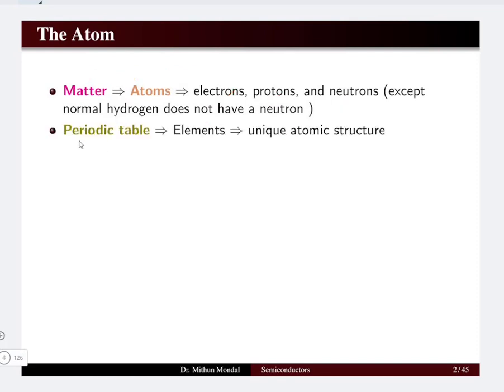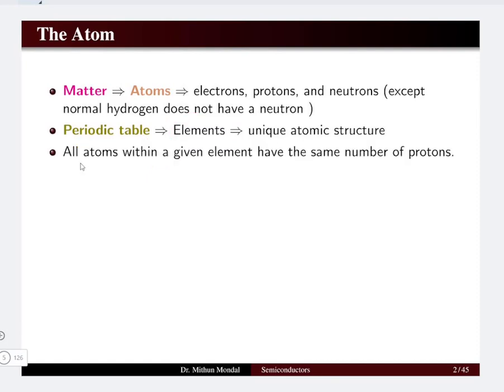We have studied in our 12th standard the periodic table, which consists of various elements. All the elements that are present on this earth are included in the periodic table, and these elements have been assigned a definite position depending upon their unique atomic structure. All atoms within a given element have the same number of protons. So when the element is fixed, if we see the atoms, they will have the same number of protons.